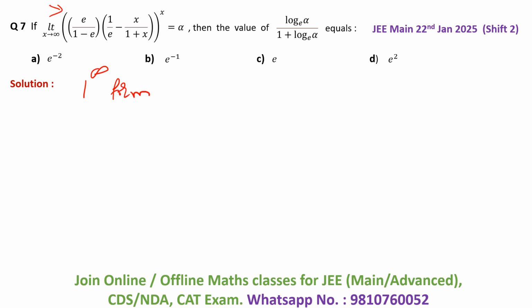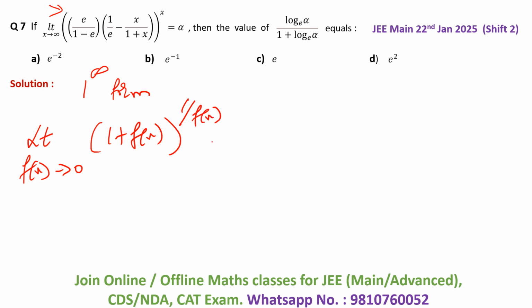And students, you must be knowing that in order to solve the limits of this particular form, we use the formula of the limits. Limit f(x) tending to 0, (1 plus f(x)) whole power 1 upon f(x) equal to e. So this is the formula that we are going to use. Now, first of all, inside the bracket, we are getting 1. But how to create f(x)? So what do we do? We rewrite this limit as limit x tending to infinity.